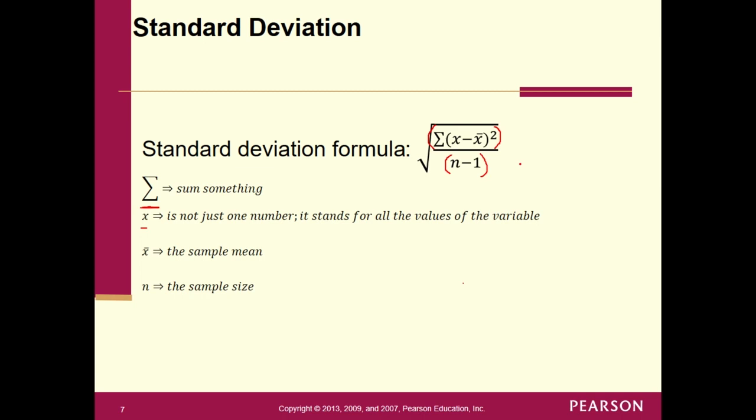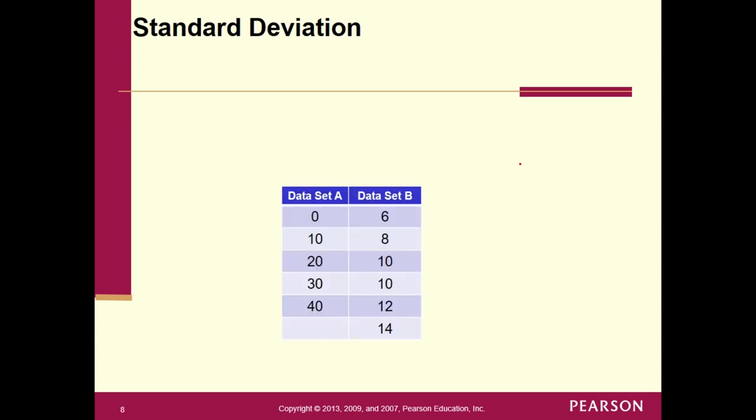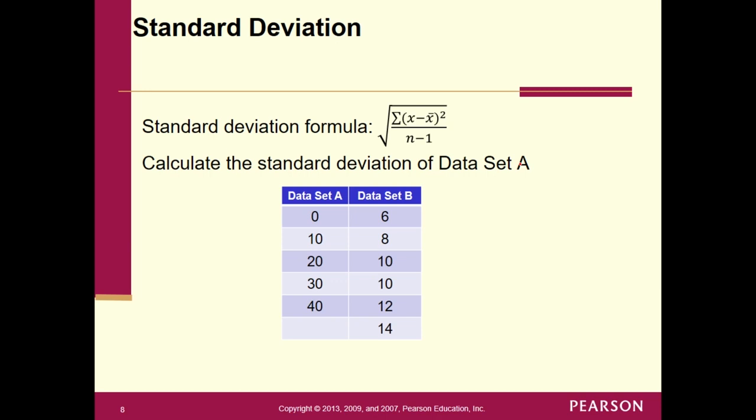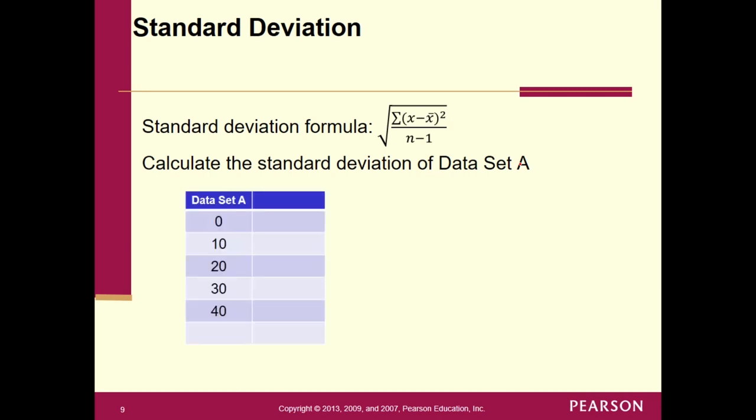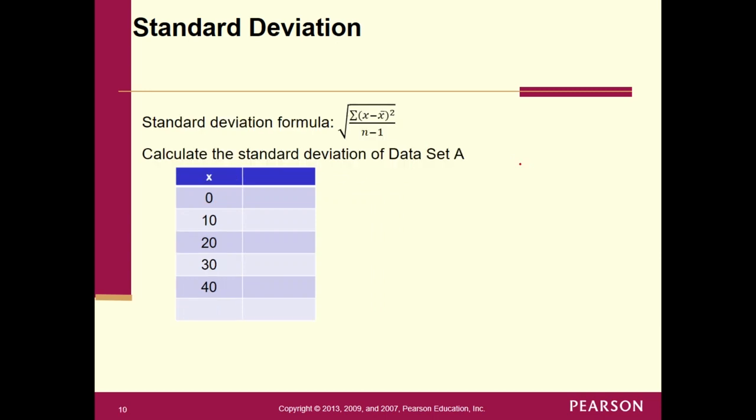Alright, so there's the steps, and let's walk through this for our two data sets. So there's data set A and data set B. There's our standard deviation formula. So what we're going to do is calculate the standard deviation of data set A first. Okay, so we'll get rid of B. There's A. All right. So the very first thing that we're going to have to do is that if you don't have the value of x bar, you need to calculate it. So if nobody's given you the sample mean, go ahead and calculate it.